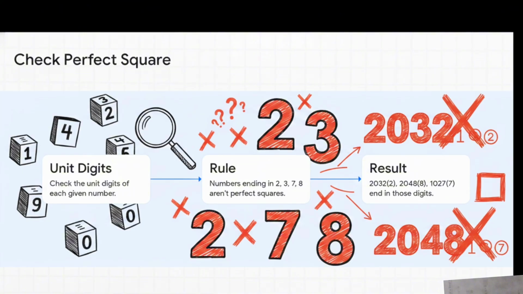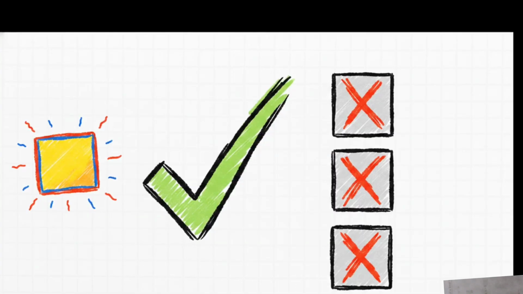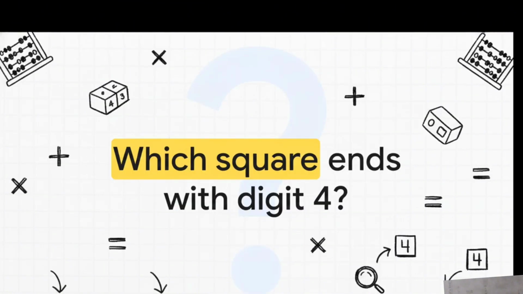2032 ends in 2, 2048 ends in 8, and 1027 ends in 7. Very clear, right? They literally cannot be perfect squares. So based on that one simple rule, my final answer is right here. Final answer, 2032, 2048, and 1027 are not perfect squares. Just for your information, 1089 ends in 9, and actually it is exactly 33 squared. Let's move to problem 2 and see how this logic builds.